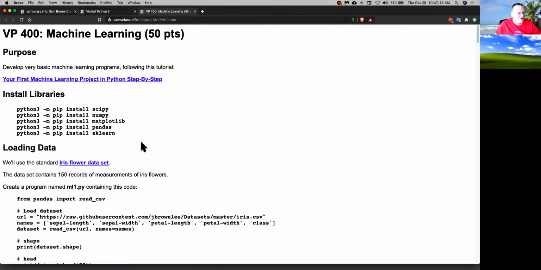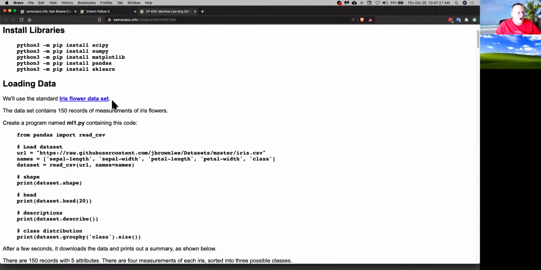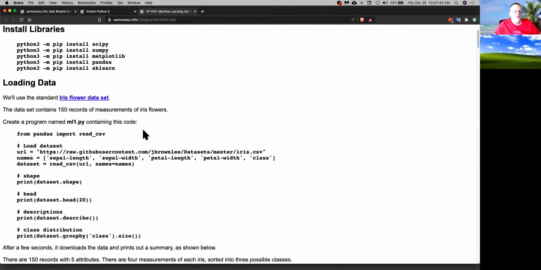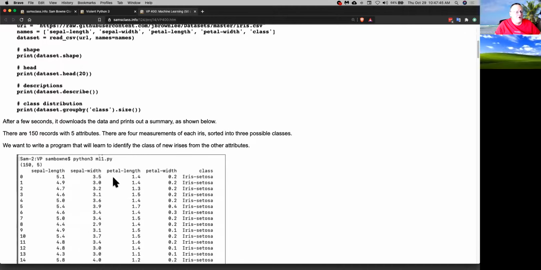So you install some libraries, and then one common thing you use is the iris flower data set. This is a common beginning machine learning data set. You just have 150 measurements of flowers. There were 3 different kinds of irises, and you measured certain properties of them. The point is, from those measurements, you should be able to sort the irises into categories, and your efficiency at doing that shows how good your machine learning is.